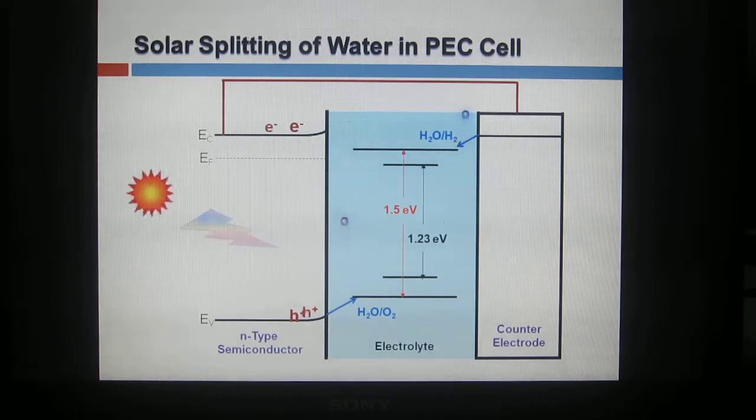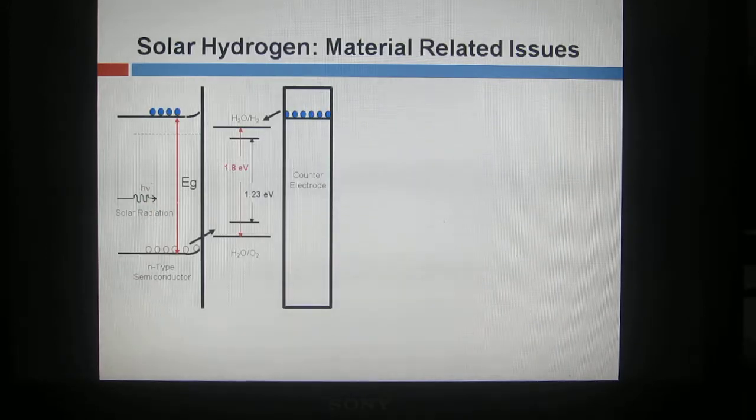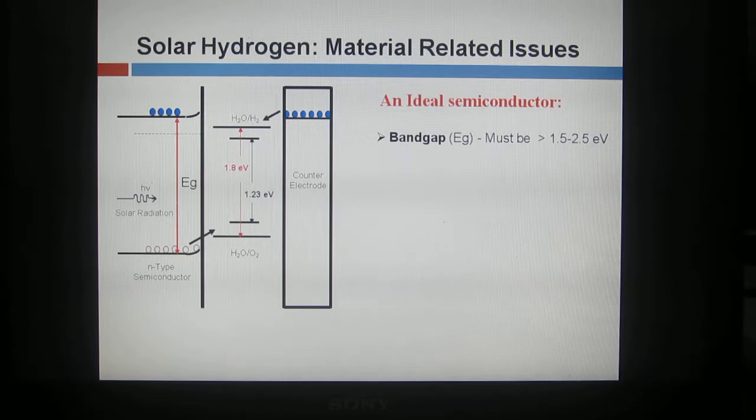So the overall efficiency of a photoelectrochemical cell mainly depends upon the properties of this semiconductor material. So this semiconductor material is considered the heart of a photoelectrochemical cell. An ideal semiconductor to be used in a photoelectrochemical cell for efficient splitting of water should have many properties. The first one is that its band gap should be between 1.5 and 2.5 electron volts so that it can absorb all the UV and visible part of solar radiation.